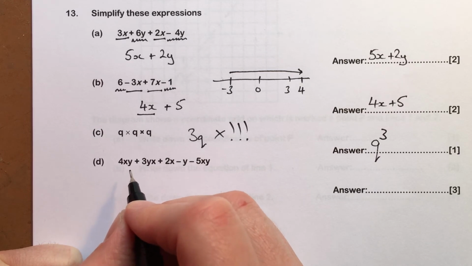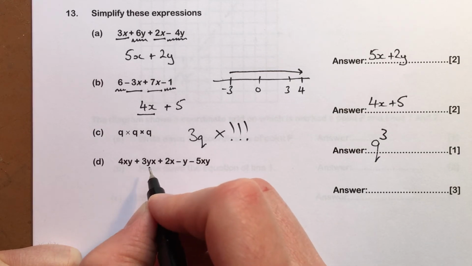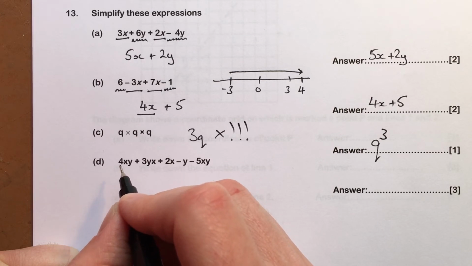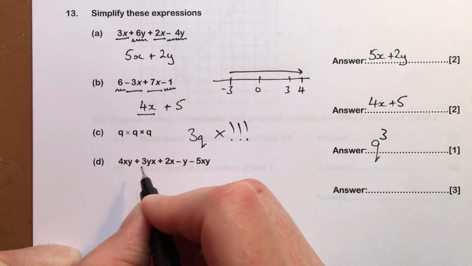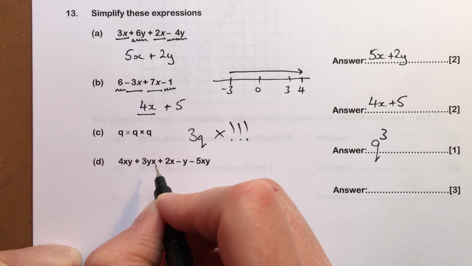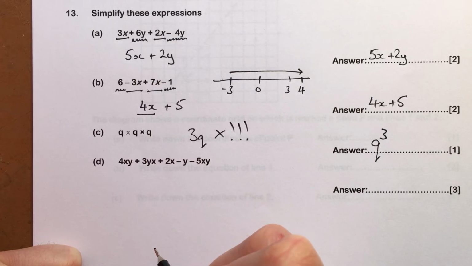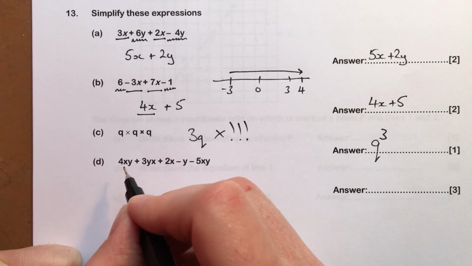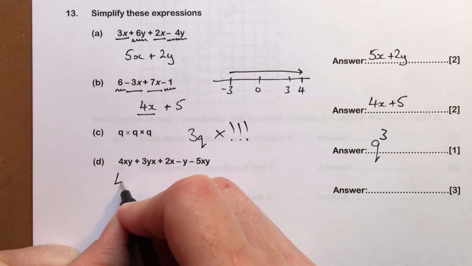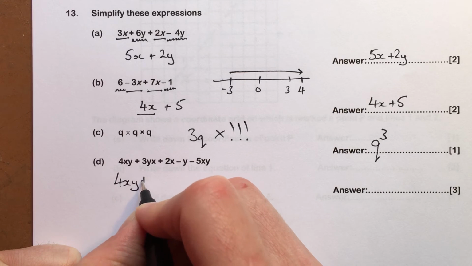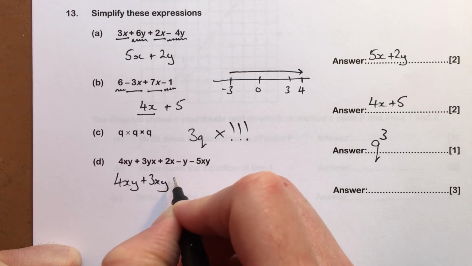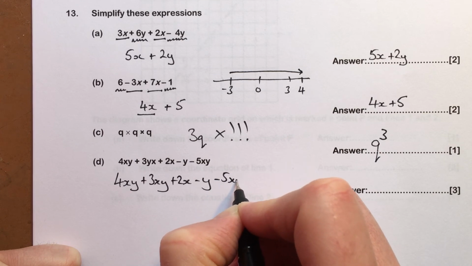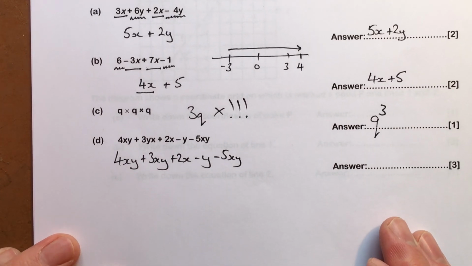Okay, and part D, for those of you with really good eyesight, yx is the same as xy. Remember, this says 4 times x times y. This says 3 times y times x. But you're all clever enough to know that the associative law of multiplication means that it doesn't matter which order we multiply these things in. So this effectively could say 4xy plus 3xy plus 2x minus y minus 5xy, couldn't it? It could just say that.